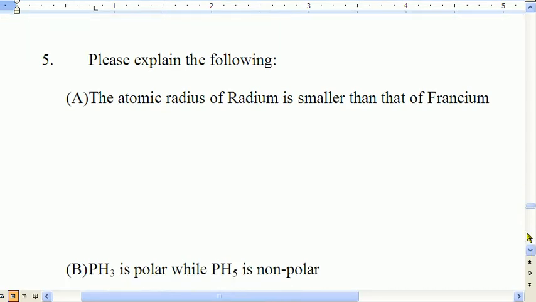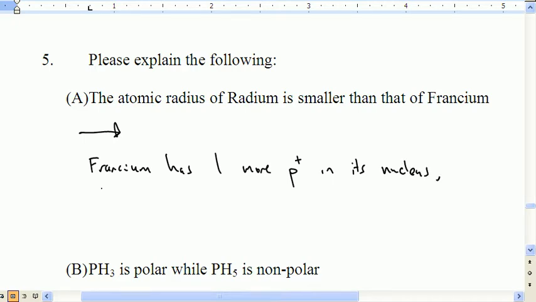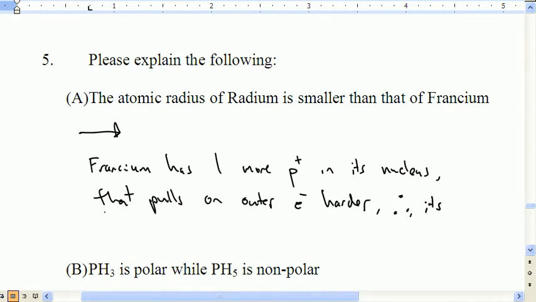Okay, here we go. 5. Atomic radius of radium is smaller than that of francium. All right, so we've got a horizontal relationship. Okay, so why? Francium has one more proton in its nucleus that pulls on outer electrons harder. Therefore, it's smaller.